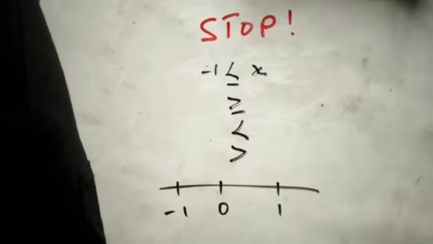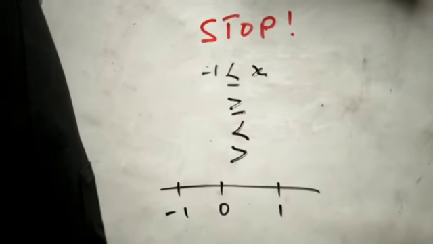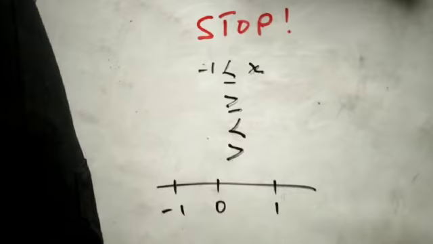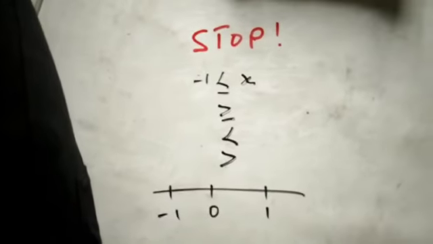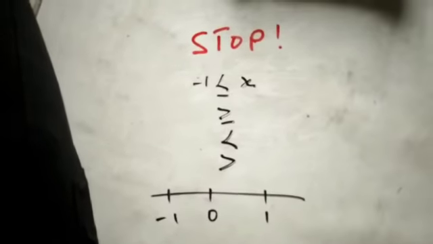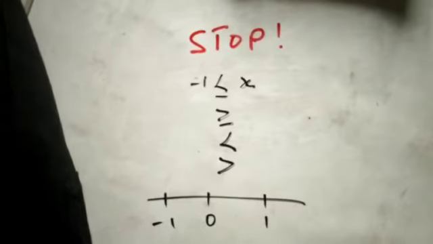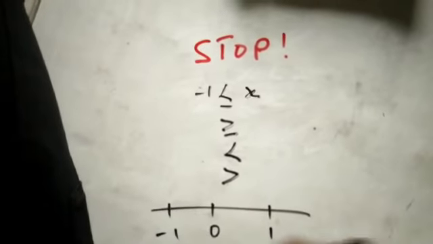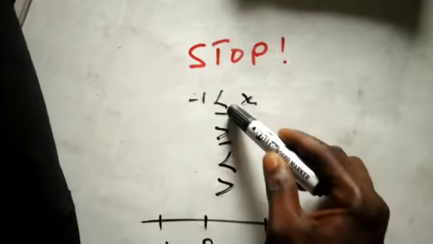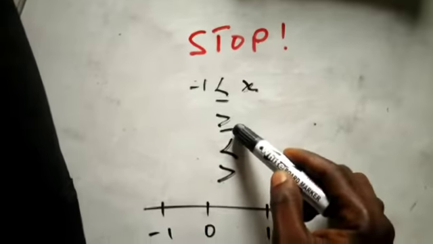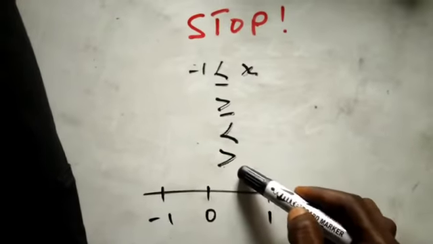This is one problem that I've identified. Students normally have a problem when they are answering questions on a number line under the real number system. So today I'm going to address that from my own opinion. Traditionally, what we know is that this is less than or equal to, this is greater than or equal to, this is less than, and this is greater than.